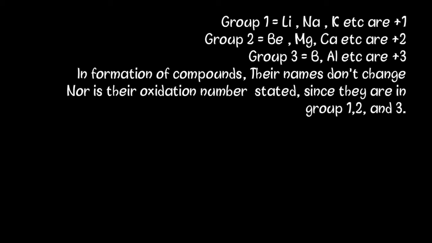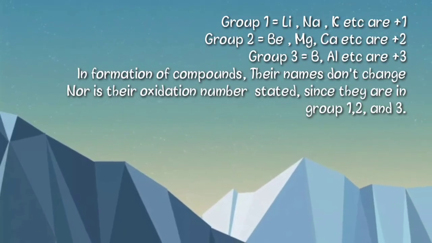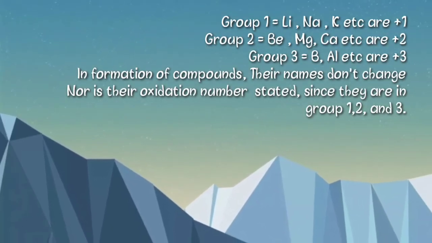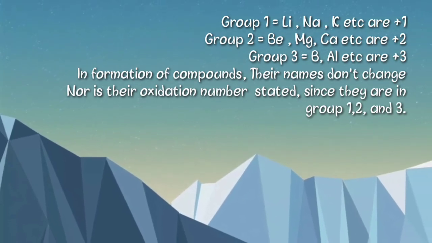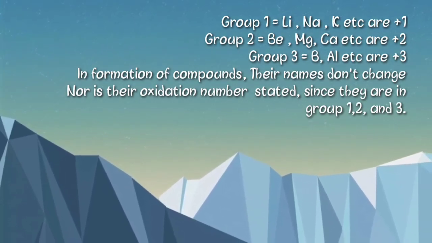When we are to look into rules of naming compounds, we always have this in mind: for group 1, group 2, group 3, their name remains like that. You don't insert their oxidation state, because if you say sodium, we know that sodium is already in group 1, therefore the oxidation state is going to be 1. If we say magnesium, we know that magnesium is already in group 2 and the oxidation state is going to be 2. If we say aluminum, we already know that aluminum is in group 3 and the oxidation state must be 3. But for any other element that is not found in group 1, 2, or 3, when we are to name its compound, we insert the oxidation state of that particular element.